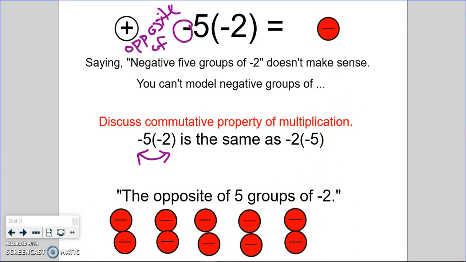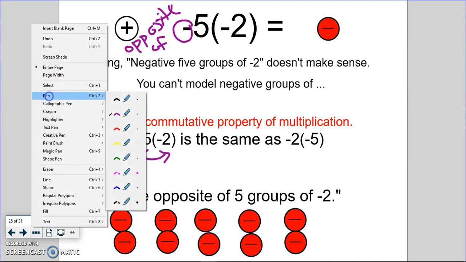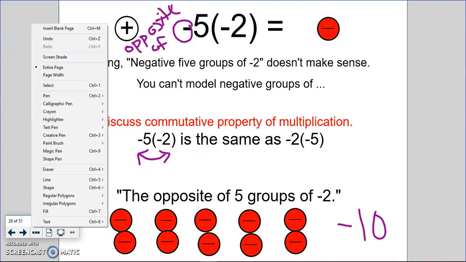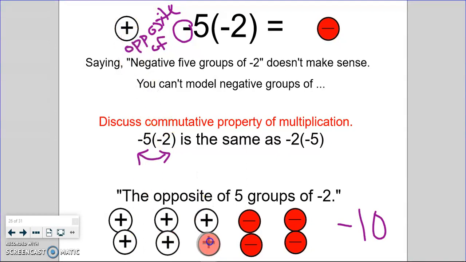Right now, as is, if I have 5 groups of negative 2, that would end up being a negative 10. But I want the opposite of 5 groups of negative 2, which means I would have to flip my little counters over or turn them positive. Once I turn them positive, instead of having a total of negative 10, these are becoming positive, and I'm going to end up with a positive 10.